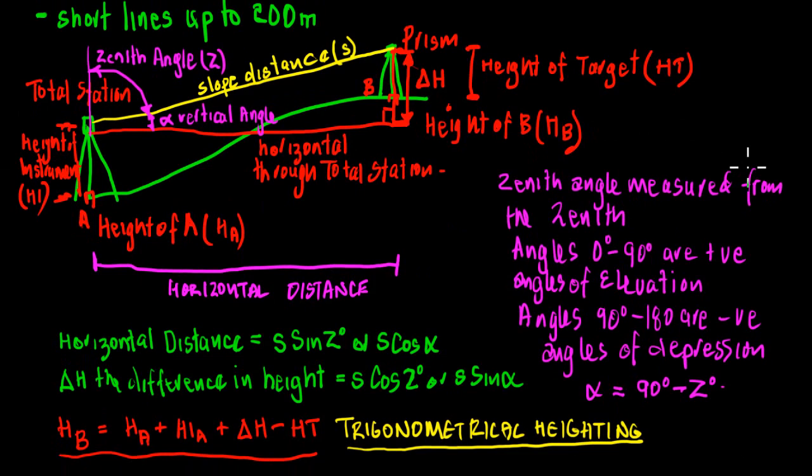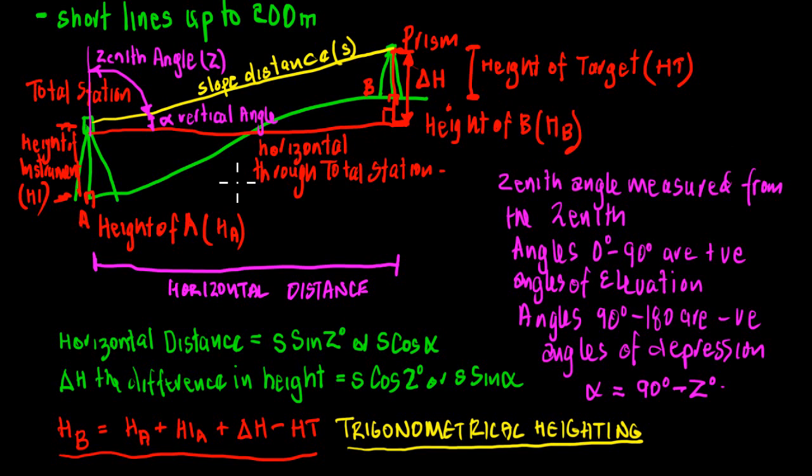We're set up at a point A with our total station, and we are observing to a prism over a point B some distance away. We measure the slope distance in this instance and the zenith angle. We measure on two faces for accuracy.